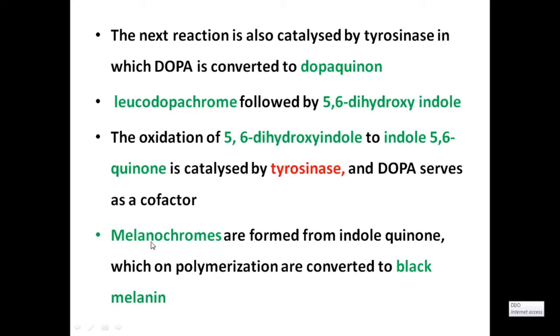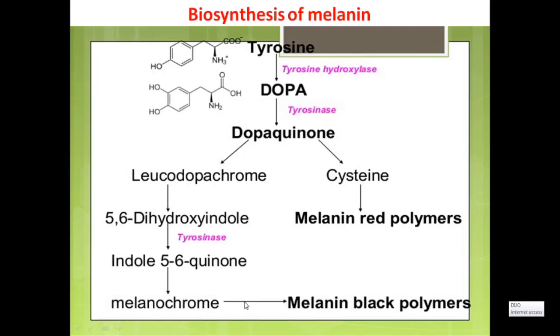And the last one, the quinone develops into the melanochromes. Melanochromes are formed from the indole quinone, and then finally converted into the black melanin. This is the biosynthesis of melanin. So tyrosine, then DOPA, dopaquinone, then leukodopachrome, then 5,6-dihydroxyindole, then indole 5,6-quinone, then finally melanochrome is developed. From the melanochrome, melanin black polymer is developed. This is the flow chart explaining the synthesis of melanin from tyrosine.